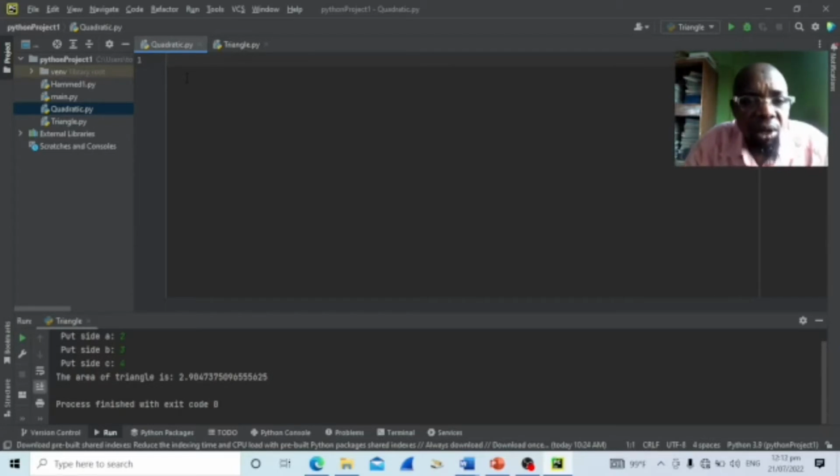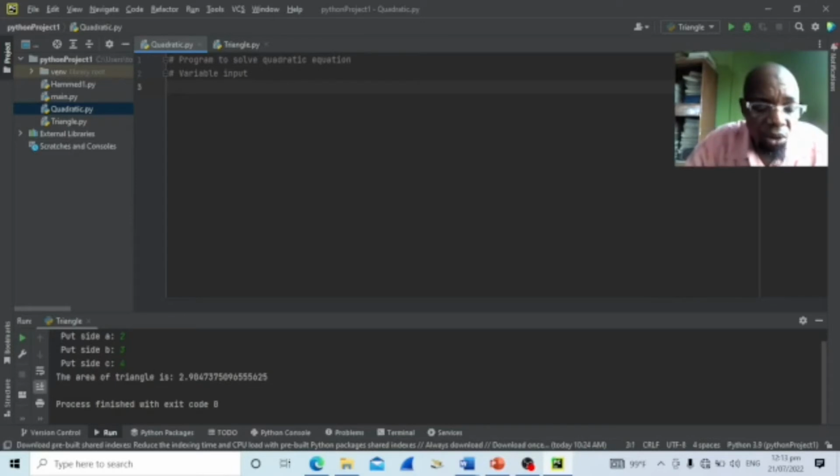Now in order to do this, let's start with the comment: program to solve quadratic equation. It's going to be subdivided into three. The first segment is going to be variable inputs.